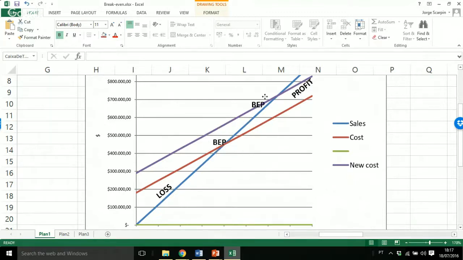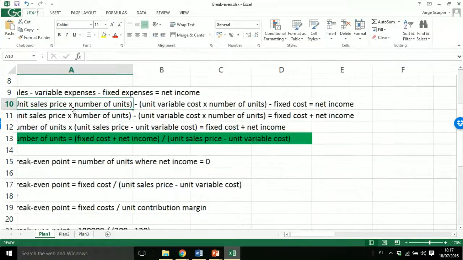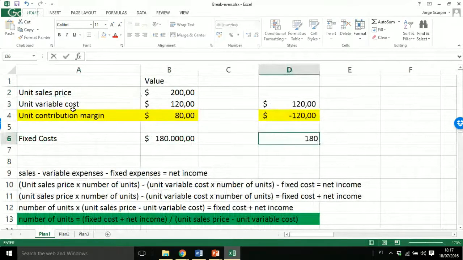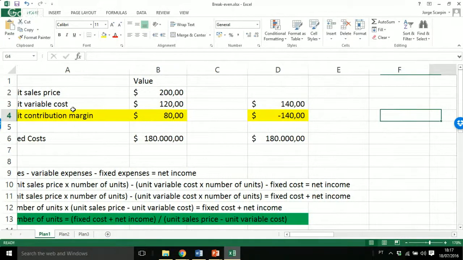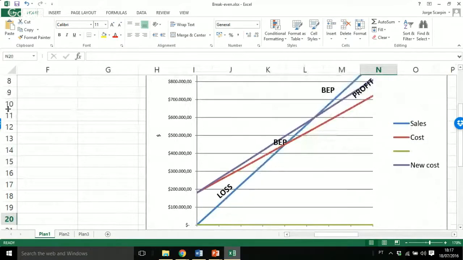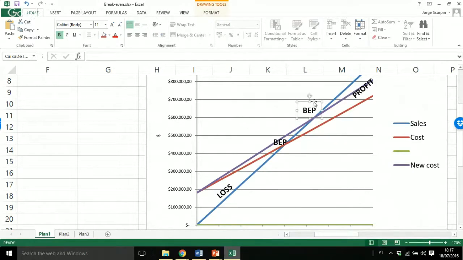So our break-even point will move to here. It's higher than the old one because we have more cost and the same sale. But if we change not the fixed cost, but the variable cost, for example, to 140, we have the same starting point, but the line grows faster than the old one because of the amount of variable cost that's higher than before.